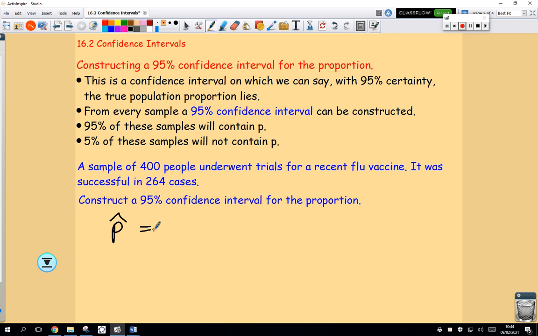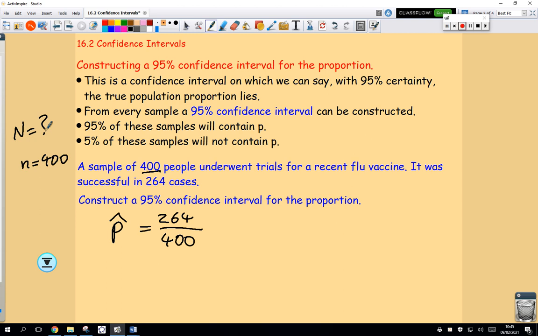And when you're going to construct a 95% confidence interval for the proportion, you're always going to start by calculating p hat. And p hat is just going to be the number of successful cases, in this case 264, divided by the total number of people in the sample, which is 400. Remember, this quantity here is known as little n. So n, that's a statistic, is 400 people. Capital N, remember, is the population size. It doesn't actually tell us what it is in this case. So p hat is 264 divided by 400.